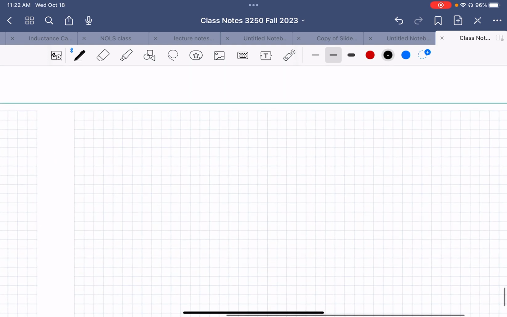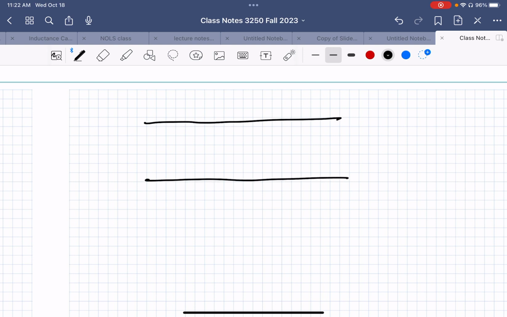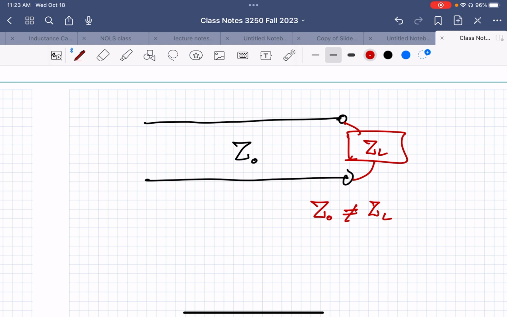So let's look at how we get there. As we saw, as long as you don't have perfectly well terminated transmission lines, you're going to have a standing wave in your transmission line. What does that mean? It means that if you have a transmission line with a characteristic impedance Z0, and then you have a load impedance, and let's say Z0 isn't exactly Z sub L, then you're going to have a standing wave in your transmission line because you're going to get reflections.